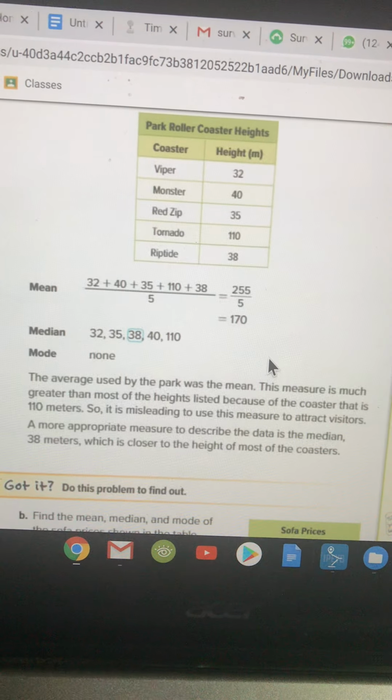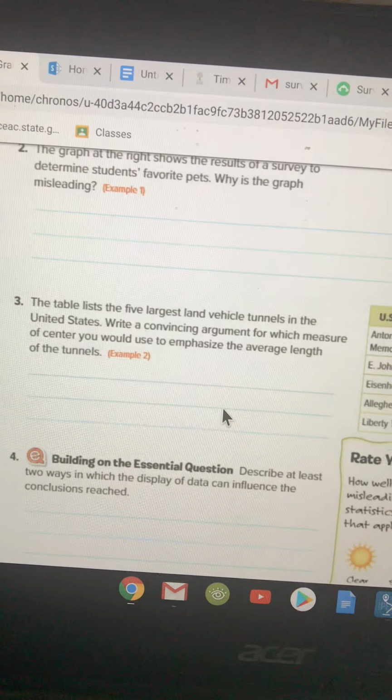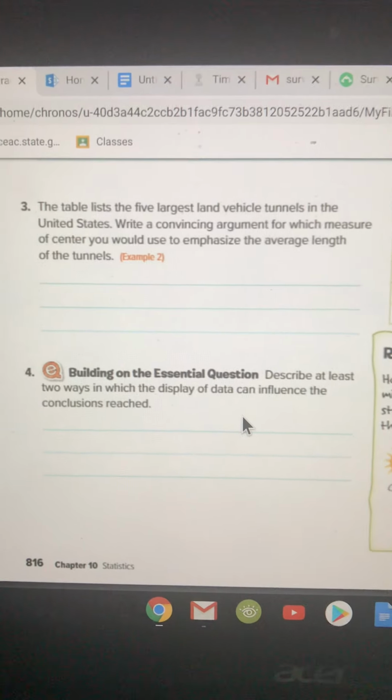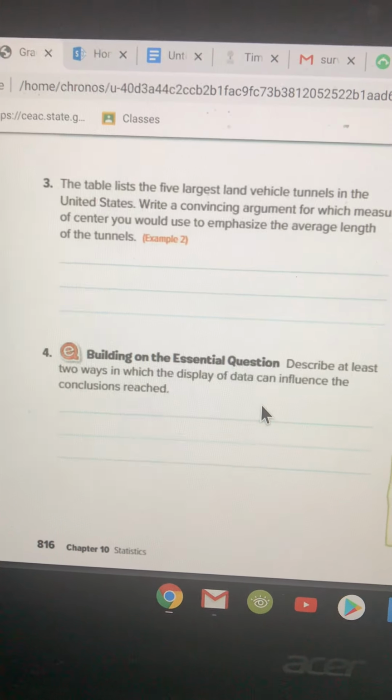Okay? So that is how we've answered that. So do B and do guided practice numbers 1, 2, 3, and 4. And do Aleph, DOK 1, 2, and 3. And then we'll talk about it tomorrow. Okay?